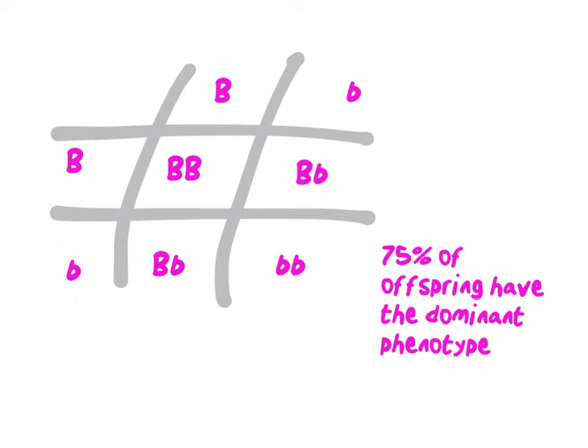75% of the offspring have the dominant genotype, the dominant phenotype, and we might also represent this in a different way. We might also say that it's a 3:1 ratio. So every cross that occurs, the chance of it being dominant is 3, the chance of it being recessive is 1, so a 3:1 ratio.